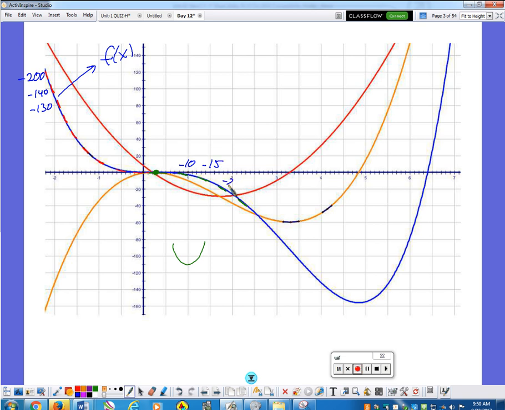So the question is, following the slopes of the blue point by point, at what x-coordinate do the slopes change from being increasing slopes to being decreasing slopes?